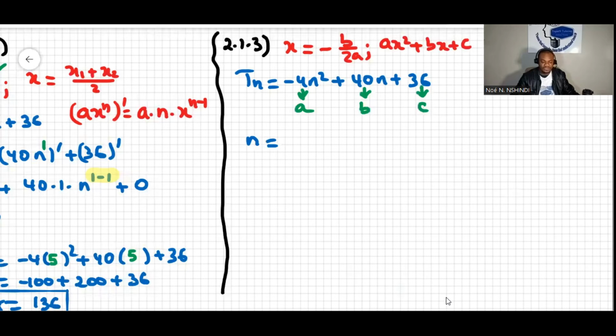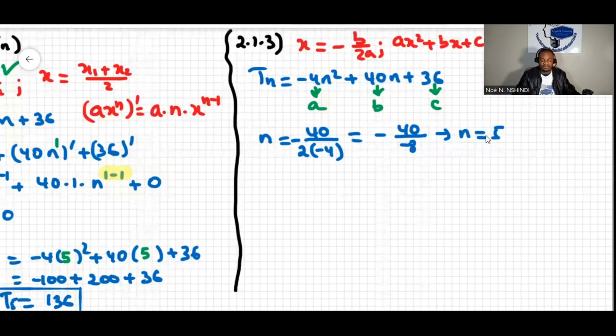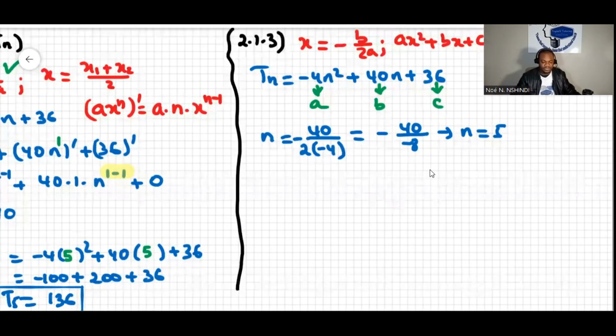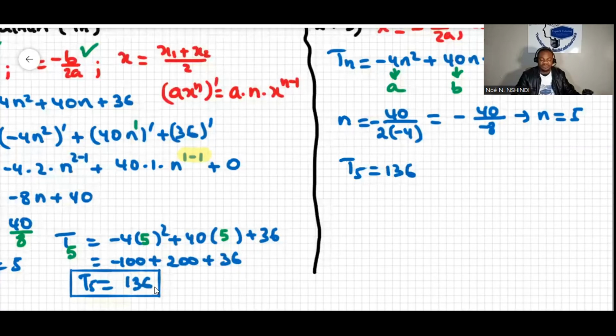-b, which is 40, over 2a. A is -4, and then this will make -40 over -8, and that makes n equal to +5. And then we can notice that, as we said, when we sub n = 5, T5, which we calculated earlier, T5 will be equal to 136. We sub n = 5 in the quadratic equation and get 136.